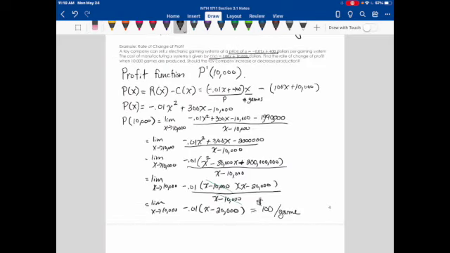Now, because the rate of change of the profit is positive, and because the profit itself is positive at 10,000 games, it's a good idea for the company to increase production.